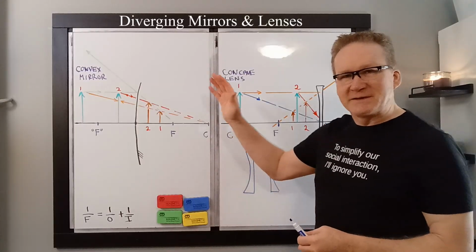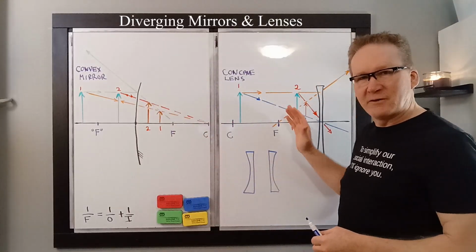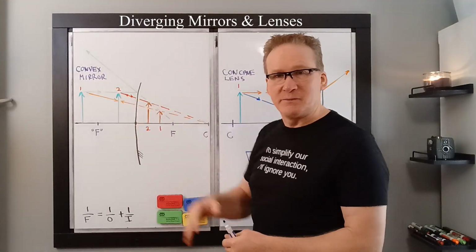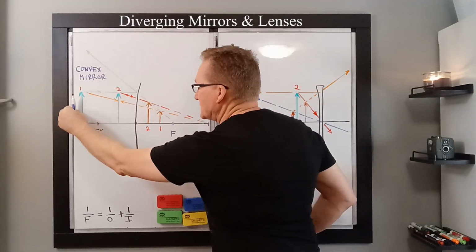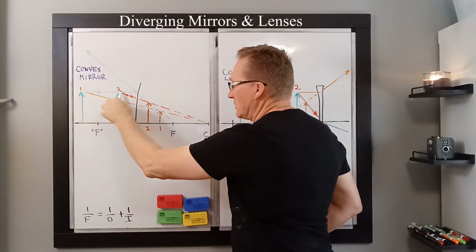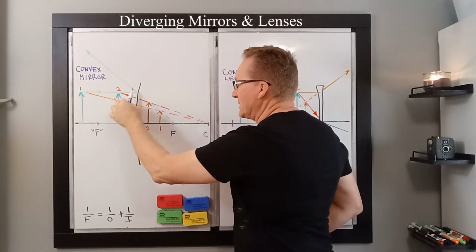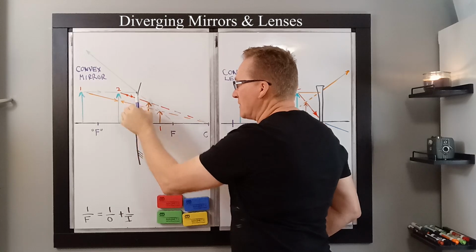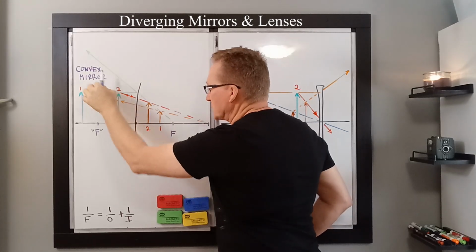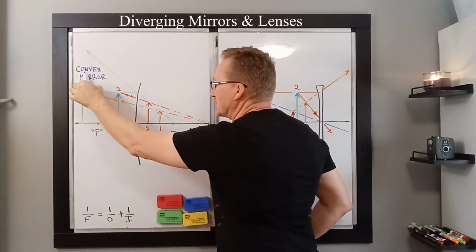You'll notice that although this is a diverging mirror and a diverging lens, they have different names. This one is called a convex mirror. Why is it called convex? Because as your object's over here in green, light comes in, hits the mirror, and it's trying to get into the cave and it can't get into the cave. Remember, we talked about that in other videos. So it's vexed and the light goes away, can't get into the cave, hence it's called convex.